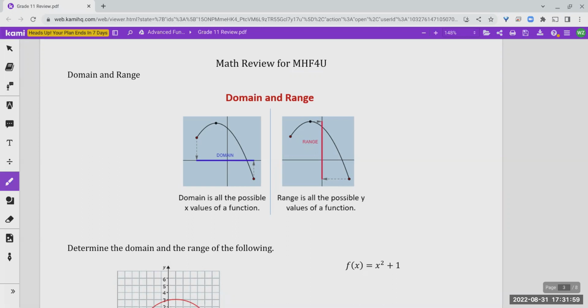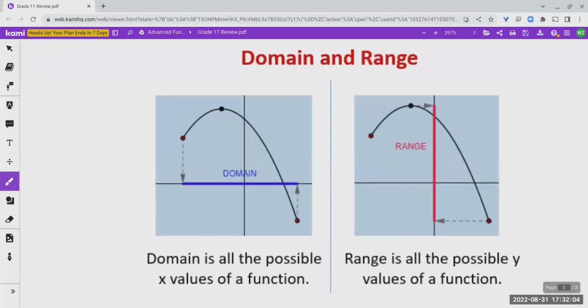All right, so first of all, what is domain and range? Well, the domain is simply all the possible values of x. If you look at the picture, you have a curve. And recall that x is the horizontal axis. So the domain of that curve is all the possible x values on the curve, which is denoted by the blue line. So that's x, that's your domain.